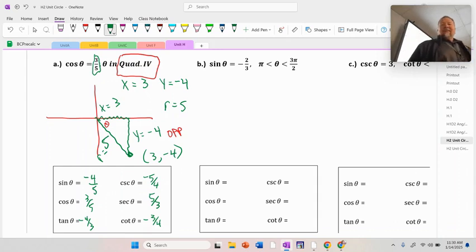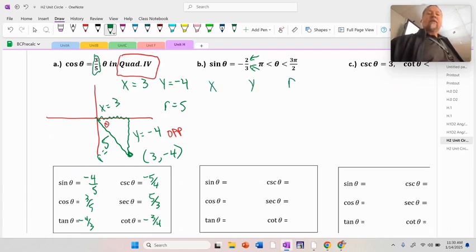And all right, what sign? What letters are these? What letters are these? What over what? That's y over r. So who's negative? Who's negative? Y or r? Y. Because r is always positive. X and y are negative just to locate what quadrant you're in.